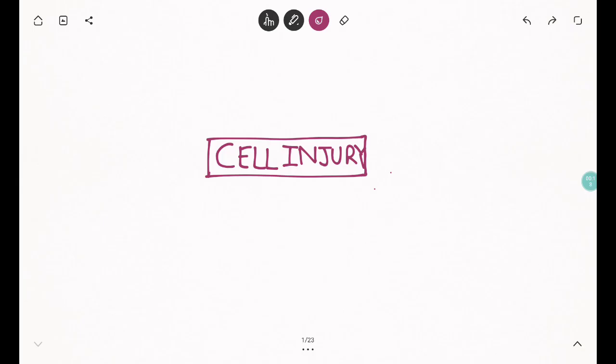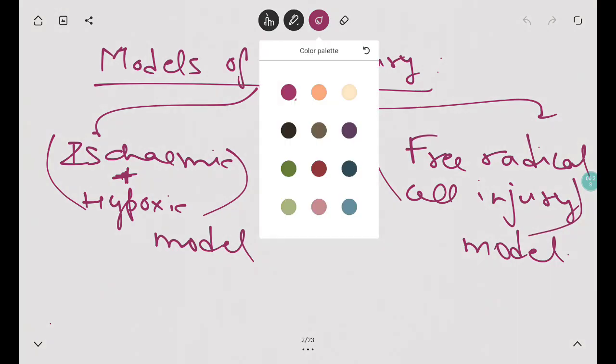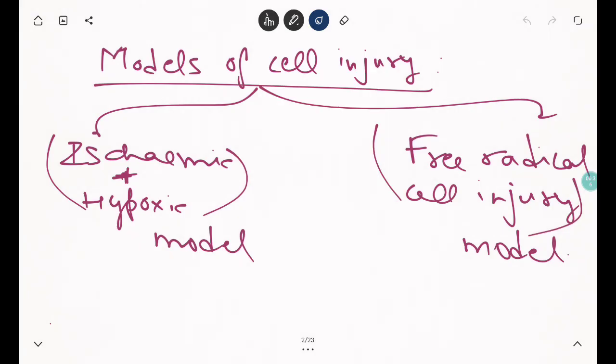So let us start. There are two models or two modes in which cell injury can take place. First is called the ischemic plus hypoxic model of cell injury, and second is called the free radical model of cell injury.